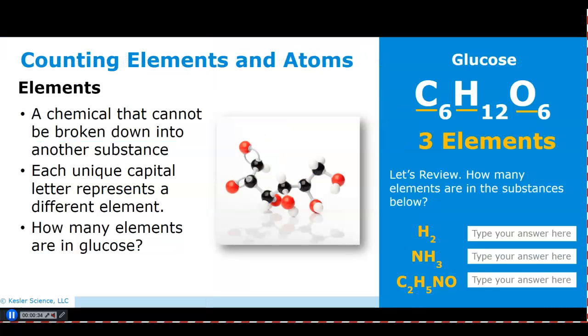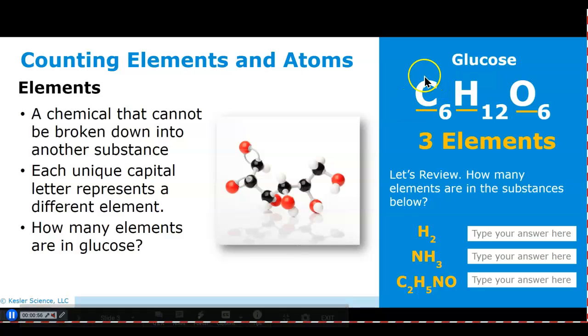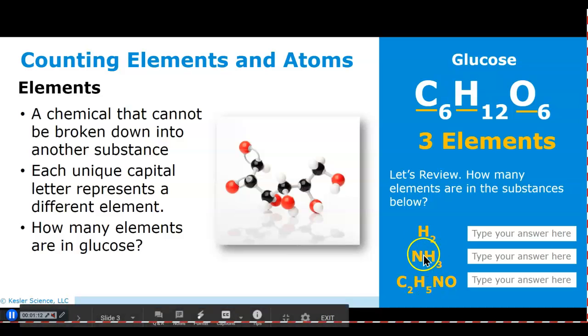So, counting elements and atoms. An element is something that cannot be broken down into another substance. And when we're looking at a chemical formula, each capital letter represents a different element. So, if we're trying to figure out how many elements are in glucose, we look at this formula. This is the formula for glucose. We have one capital letter, two capital letters, three capital letters. So there are three elements in glucose. Now you're going to go through and tell how many elements are in each of these chemical formulas.